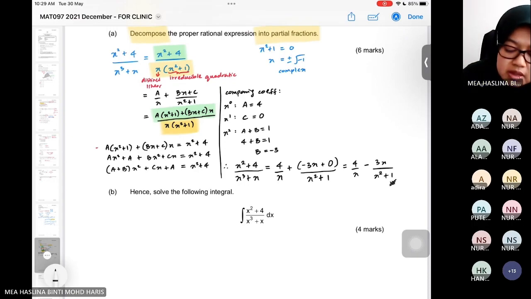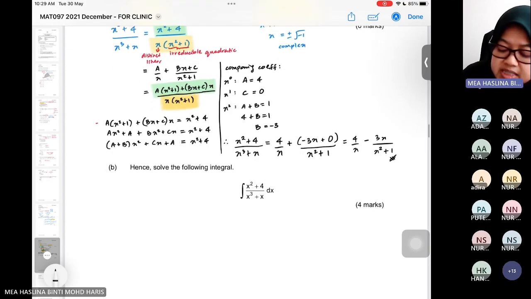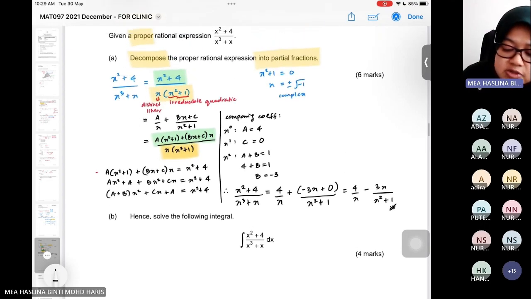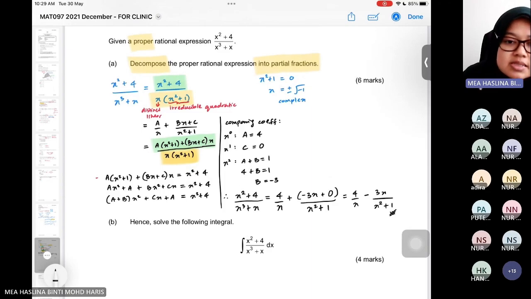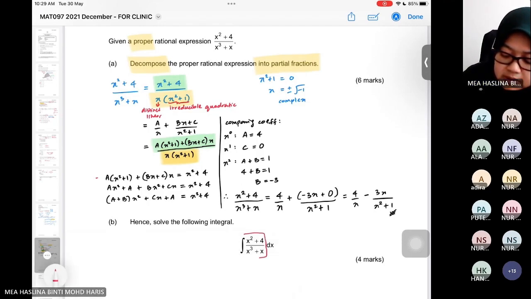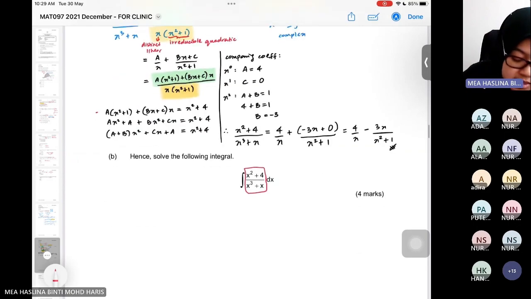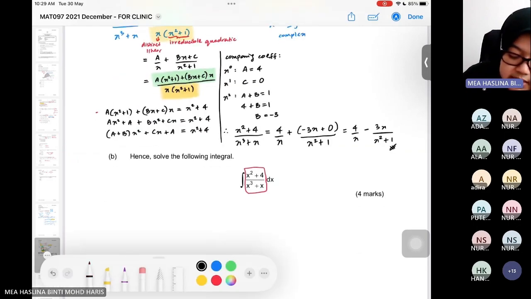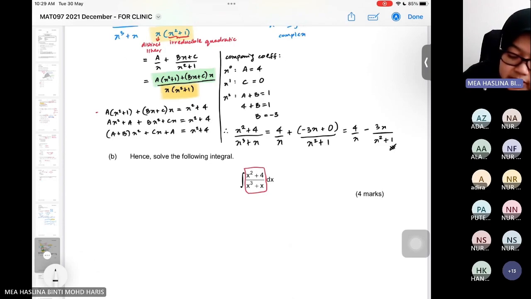And then for part B, hence the following integral. As I mentioned in class, you should always check whether it's exactly the same form as what you have decomposed. So you check the form that you have here and the form that you have decomposed. Is it exactly the same? When it is exactly the same, that means you can use exactly the partial fractions that you have identified earlier in part A.